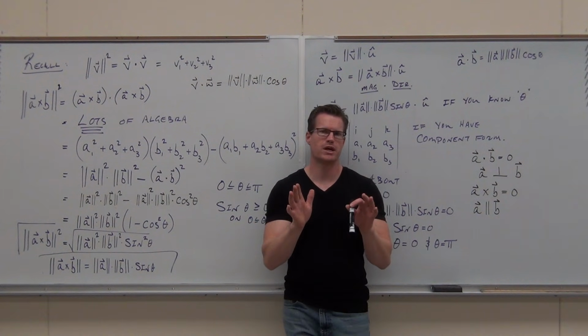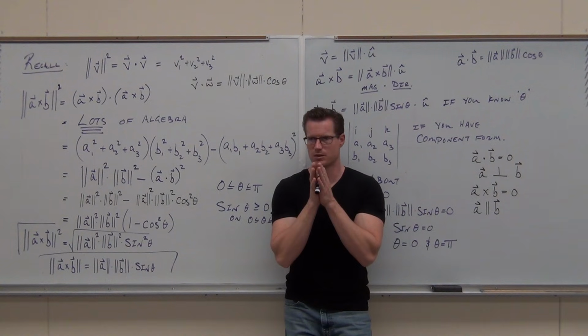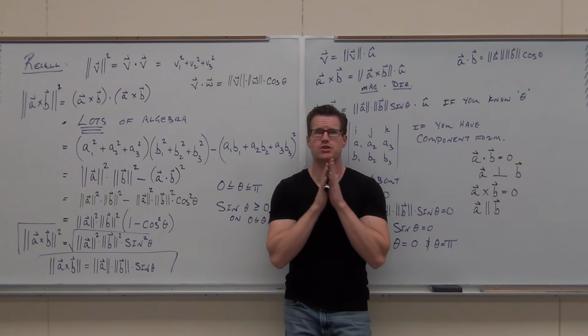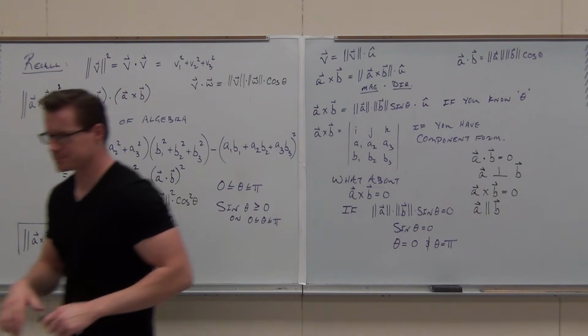So how do you check whether two vectors are parallel? What would you use? Scalar multiple. Still. How would you check whether vectors are perpendicular? Dot product. Yeah, still. That's where we're going to take our break.